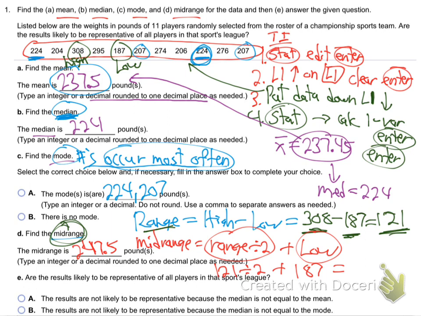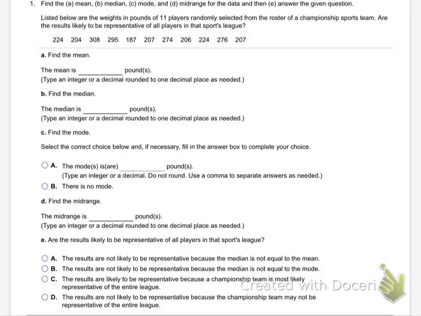Finally, let's look at these questions. I'm going to go to a fresh screen here so we can see them better. Okay, so remember what these are now. These are weights of 11 players from a championship sports team. This is the best team in the league. They won the championship. This is their weight. This is how much they weigh.